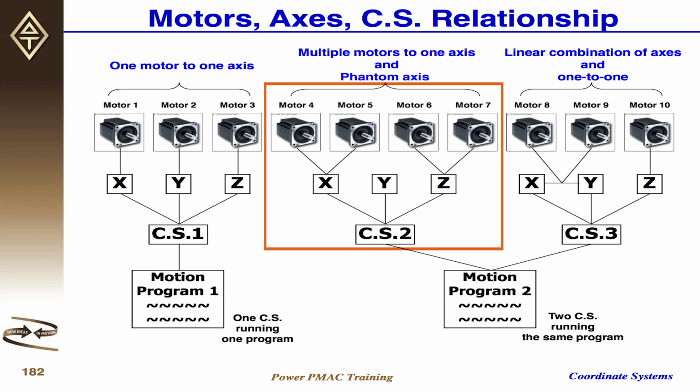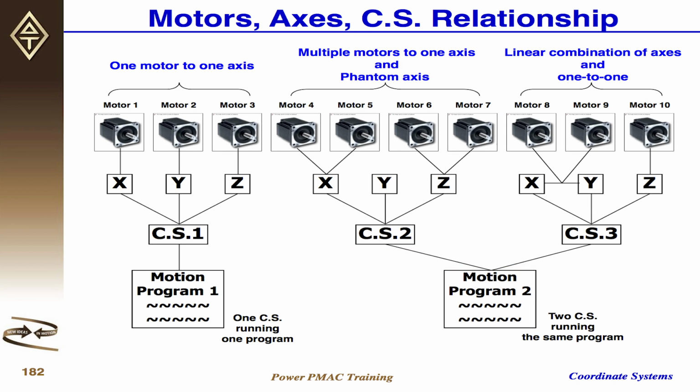And then we have our Z-axis, which I'm going to say is another gantry in the opposite direction from the X-axis that again has 2 motors assigned to it. Those 3 axes, X, Y, and Z in this case, make up coordinate system 2. In coordinate system 2, we're running motion program 2.